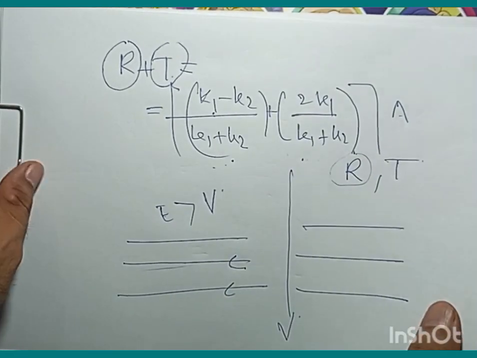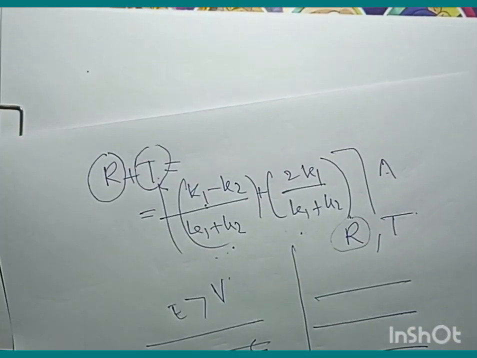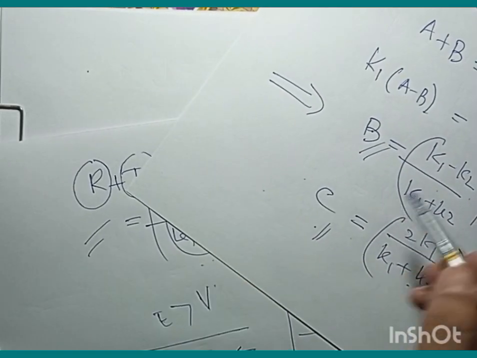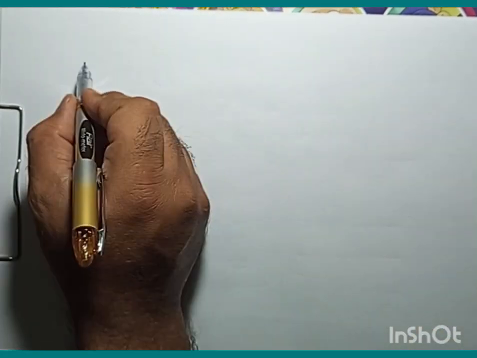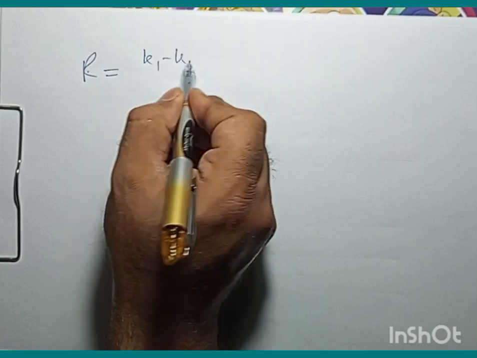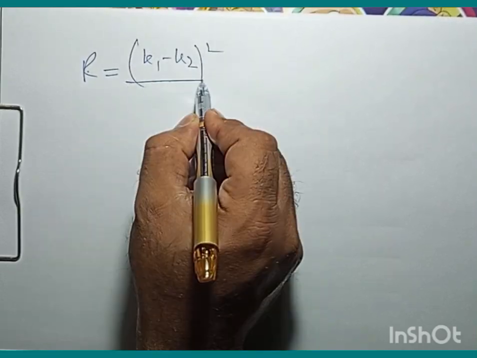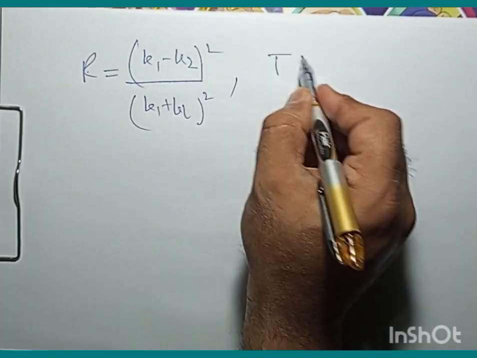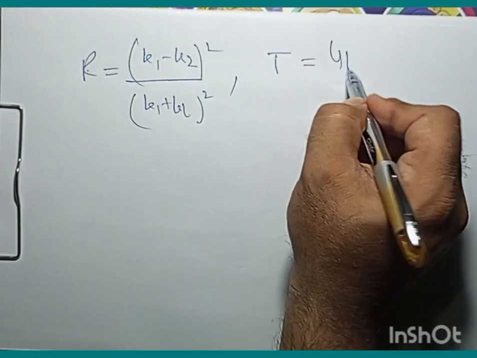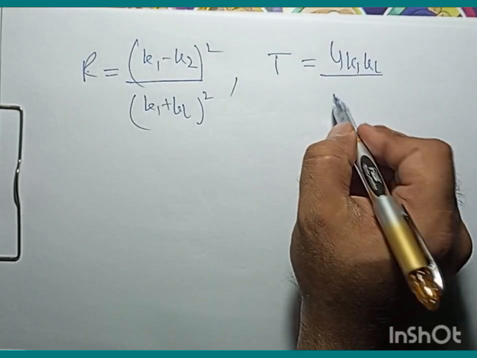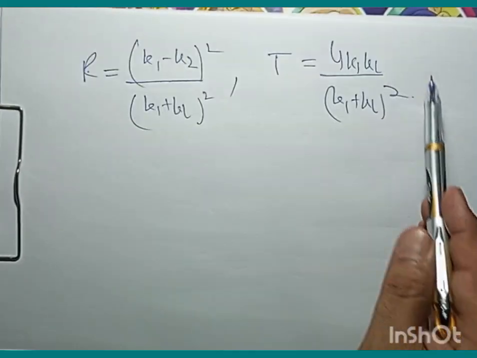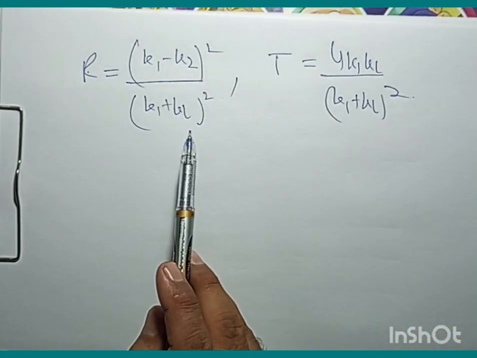I mean, on solving these using these constants in our equations where we are calculating R and T, after calculations we obtain R equal to K1 minus K2 whole square divided by K1 plus K2 whole square. This is our R, and for T we have 4 K1 K2 divided by K1 plus K2 whole square. So we have the transmission probability and the reflection probability. We have both the probabilities here.